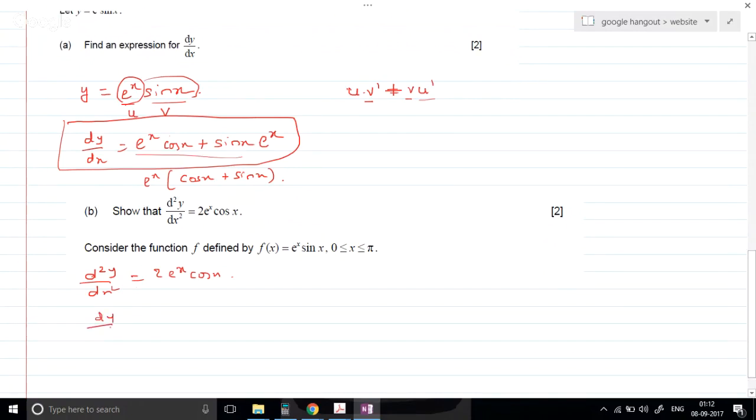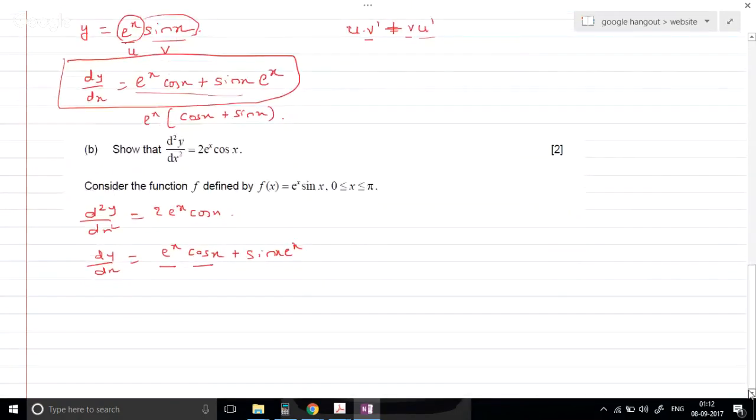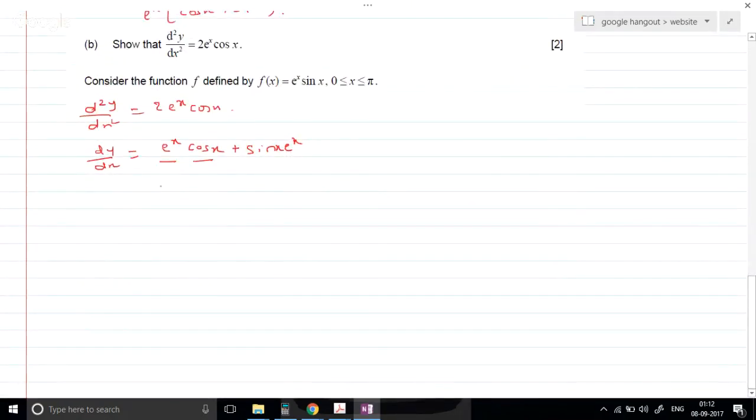So dy by dx was e to the power x cos x plus sin x e power x. Okay, now again there are two terms. You have to do u into v two times here. So first one, keep the first function, differentiate the second function. Differentiation of cos x is minus sin x, plus keep the cos x function. Differentiation of e power x is e power x only.